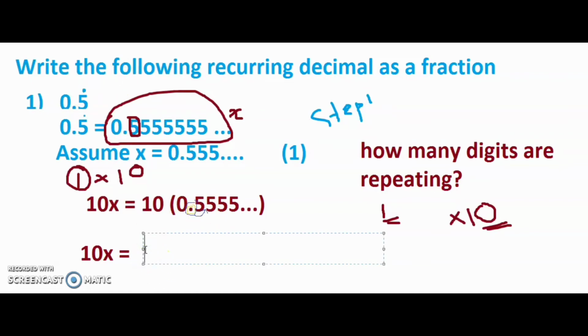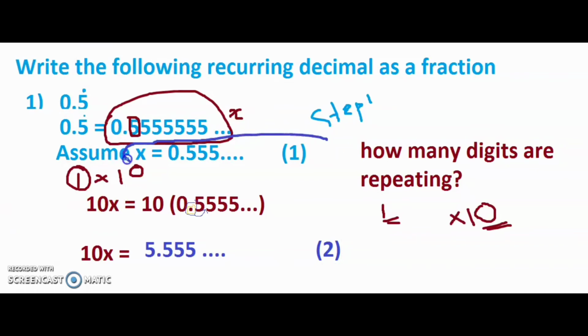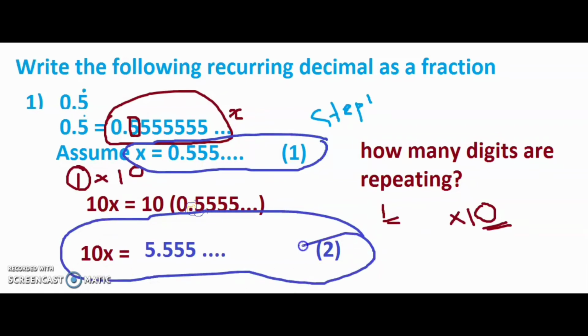So nothing, multiply 10 on both sides so that we get 10x is equal to 5.555, etc. So this should be considered as number 2. Okay. So number 1 is x is equal to 0.555, etc. And number 2 is 10x is equal to 5.555, etc.